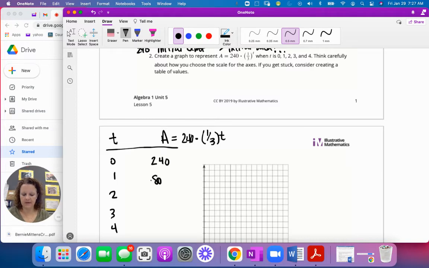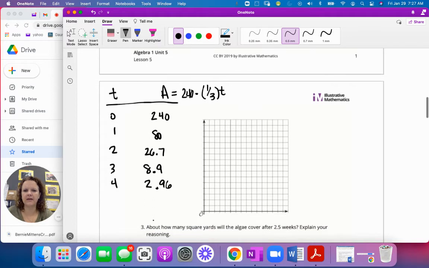And then 240 times 1/3 raised to the second power, 26.7. I'm rounding. That's actually going to be a 2/3 in there, but it's okay. 240 times 1/3 to the third power. Ooh, look how quickly we're getting smaller and smaller. 240 times 1/3 to the fourth power. Okay, I could have rounded that to 3.